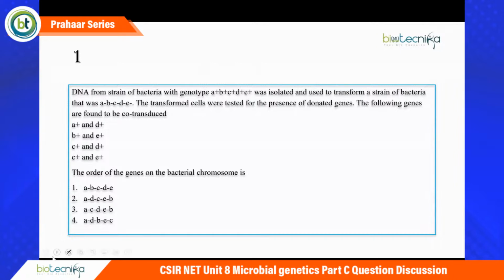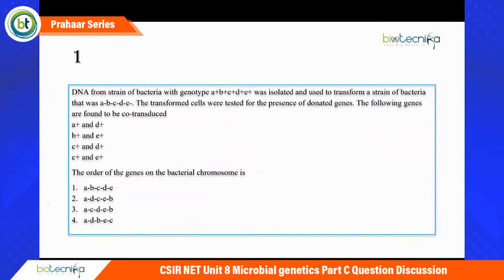DNA from a strain of bacteria with genotype A plus, B plus, C plus, D plus, E plus was isolated and used to transform a strain of bacteria that was A minus, B minus, C minus, D minus, and E minus. The transformed cells were tested for the presence of donated genes. The following genes are found to be co-transduced: A plus D plus, B plus E plus, C plus D plus, and C plus E plus. Using this given information, you have to find out the order of the genes on the bacterial chromosome.